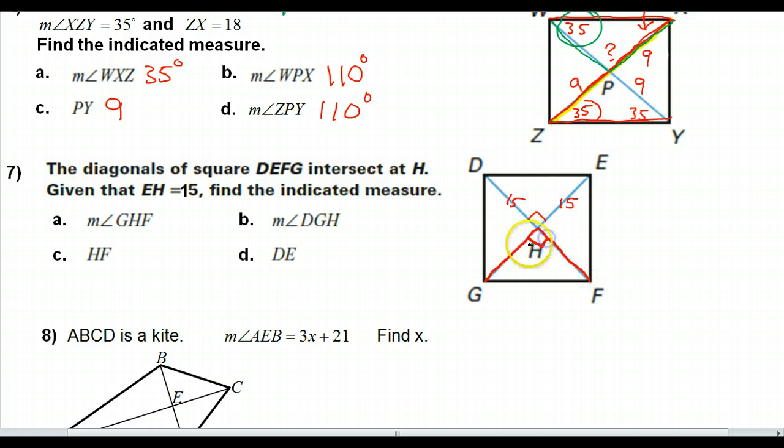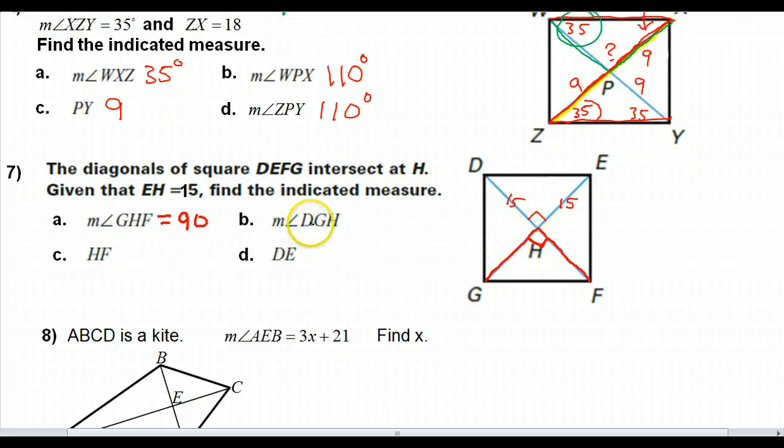Well, that angle is 90 degrees, because this is a rhombus. I mean, it's a square, but a square is the child of a rhombus, so it has all the traits of a rhombus. So perpendicular diagonals is one of those. So this is 90 degrees.